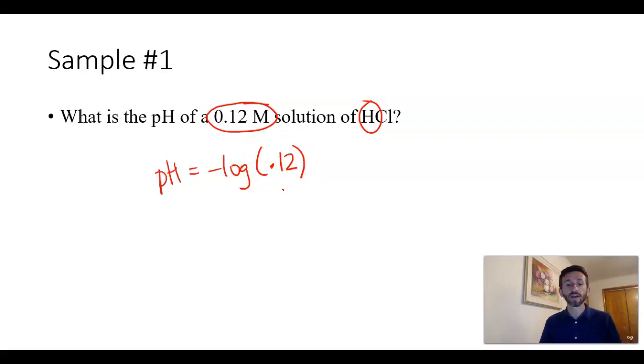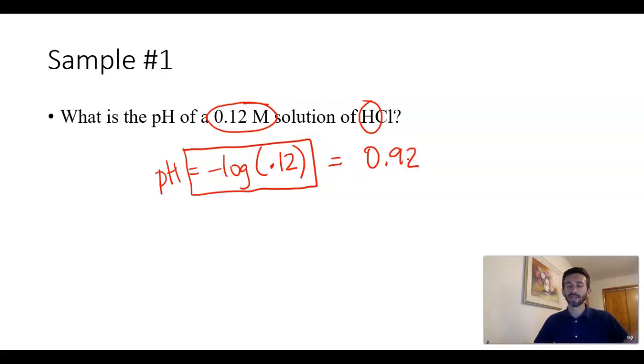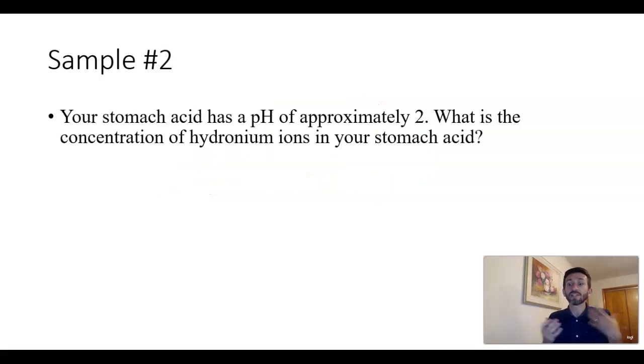If you don't have a calculator near you and you have your phone or something like that, go to Google, literally type this portion right here, and you will get the answer, which is 0.92. It's that simple. This is your pH, 0.92. So very acidic. Now, hydrochloric acid is your stomach acid, and your stomach acid has a pH of approximately 2.